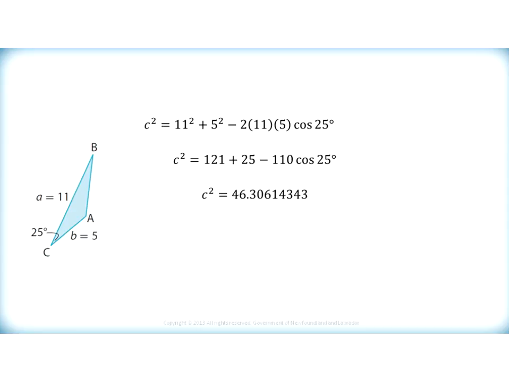But once again, to find C when I know C squared, the next thing I'm going to need to do is get the square root of both sides of my equation. So C is equal to the square root of 46.3 and what extras. So C is equal to 6.8. So side C in this triangle has a value of 6.8 units.